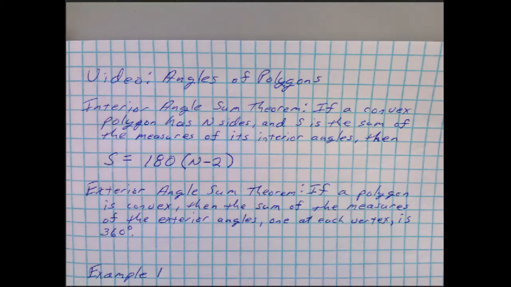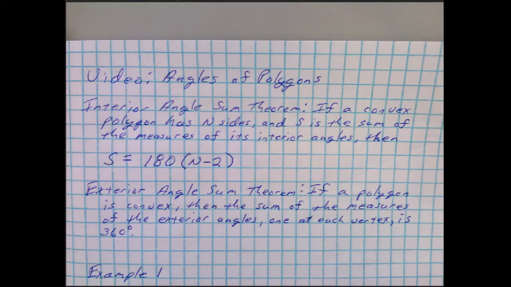We have an interior angle sum theorem, which tells us if a convex polygon has n sides and s is the sum of all of the angles, then we have this equation s equals 180 times n minus 2. So we're taking the number of sides minus 2 and then multiplying it by 180. And I'm going to show you why here in just a minute on example 1.